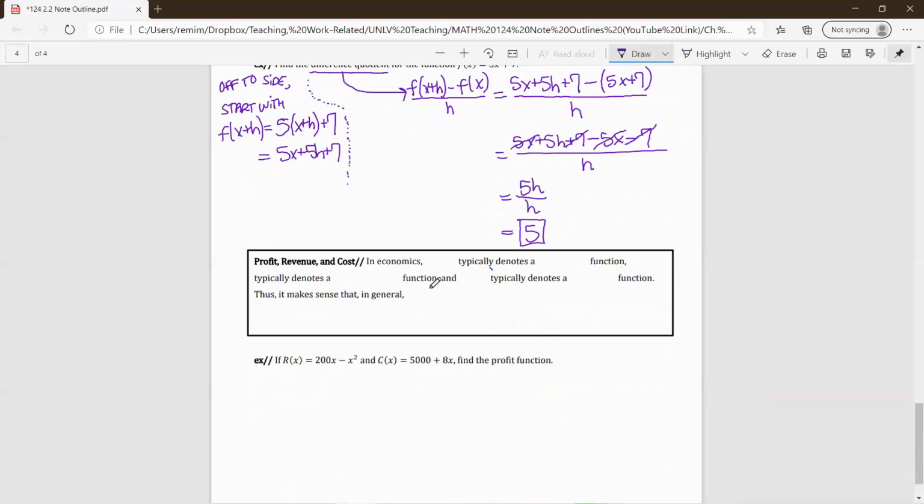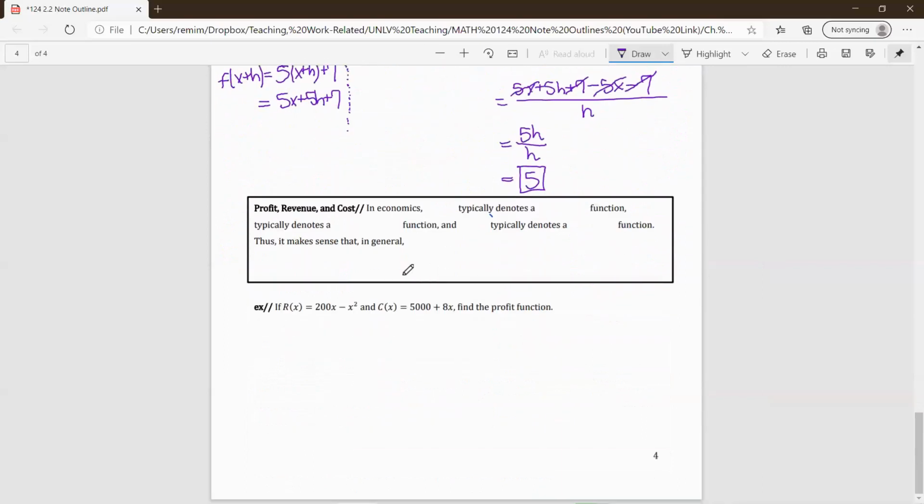All right, let's do one more type of question, which is profit, revenue, and cost. So in economics, P of x typically denotes a profit function. R of x typically denotes a revenue function. And C of x typically denotes a cost function.